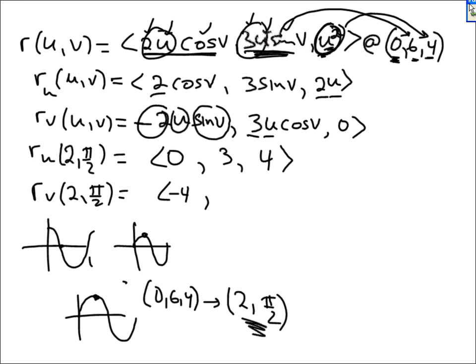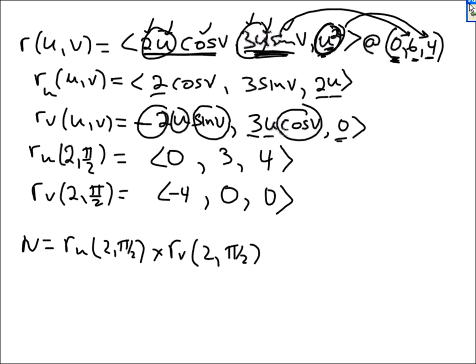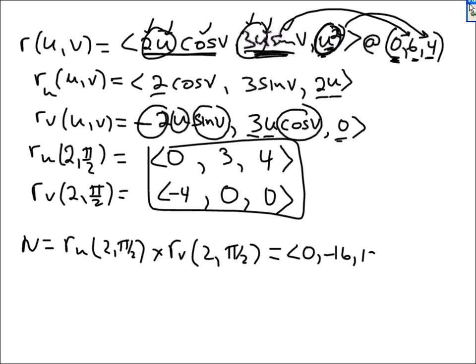Negative 3 times 2 is negative 6, times the cosine of pi over 2. The cosine of pi over 2 is 0. 6 times 0 is 0. The third component is always 0. Okay, here I can calculate the cross product, which will be normal to our plane. So n is equal to r sub u at (2, pi over 2) cross r sub v at (2, pi over 2). That is the cross product of those two vectors. If you worked it out, you would get (0, negative 16, 12).